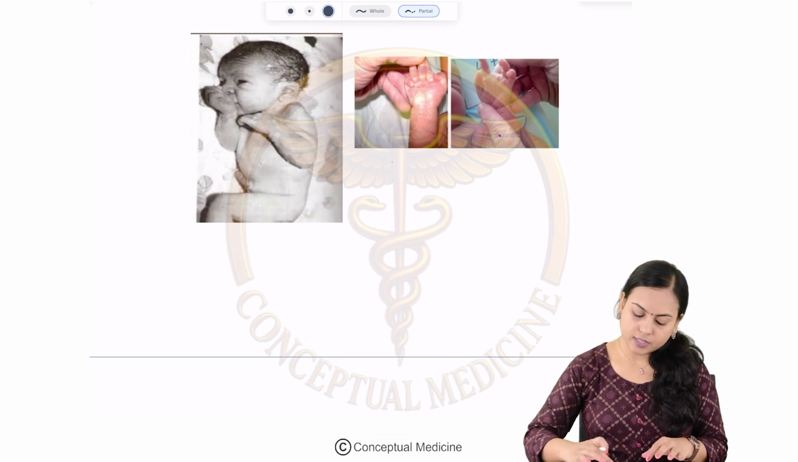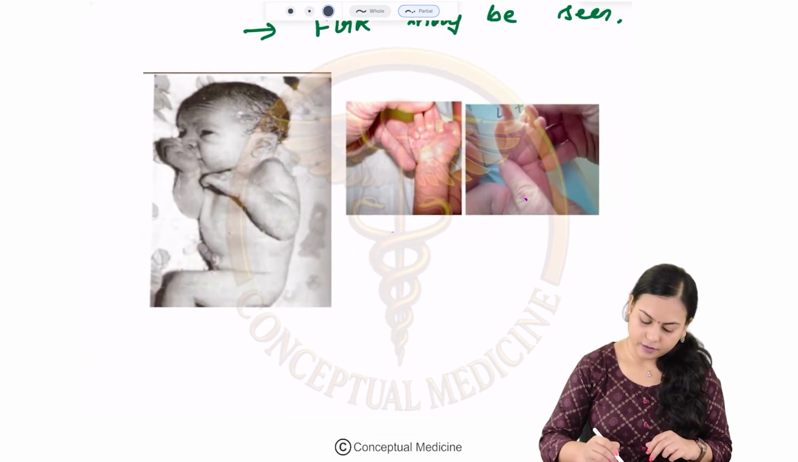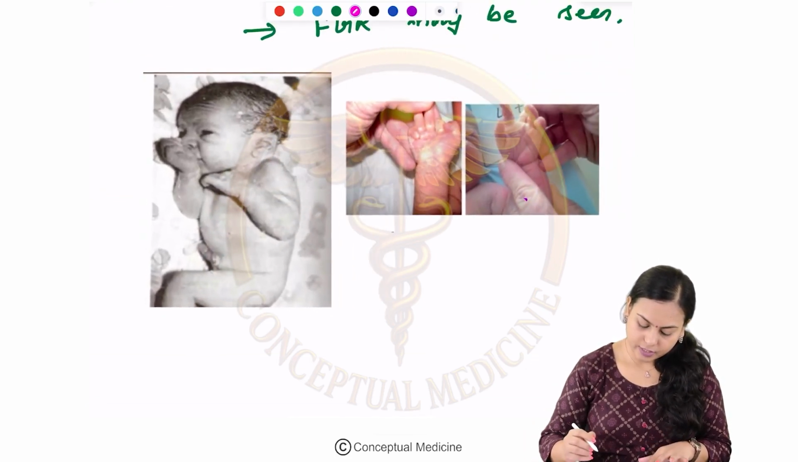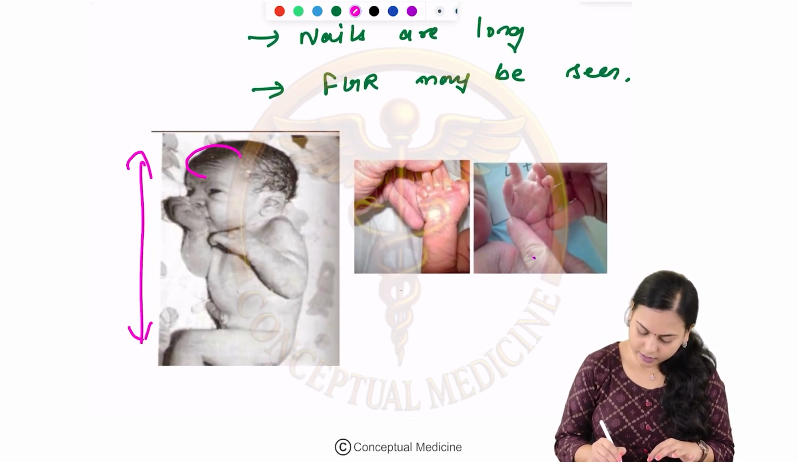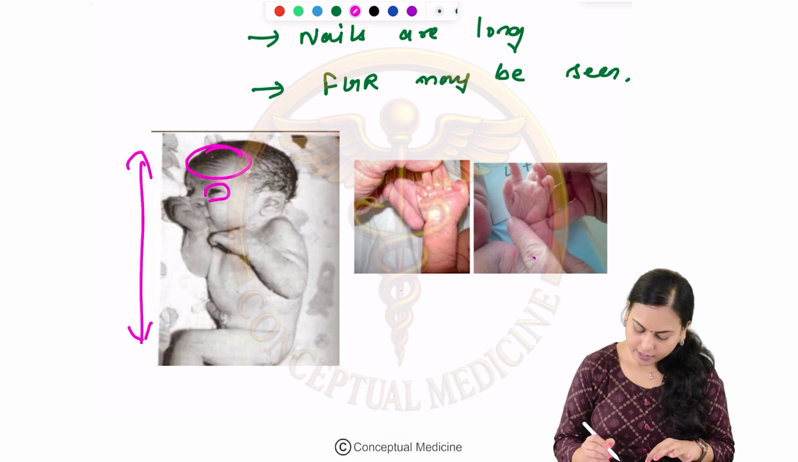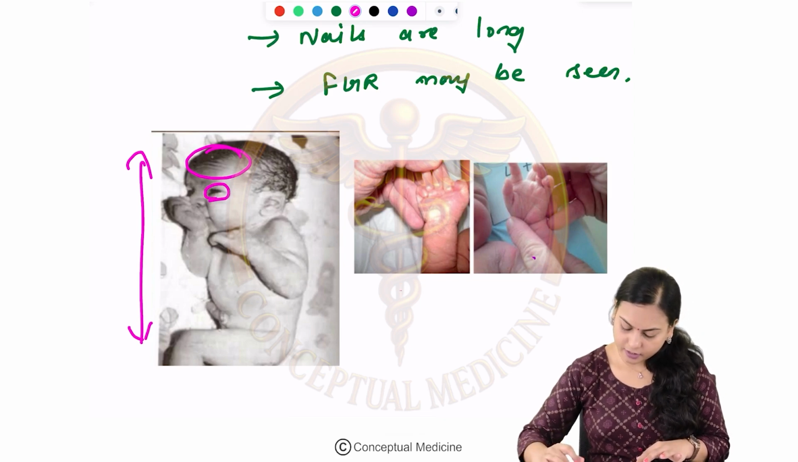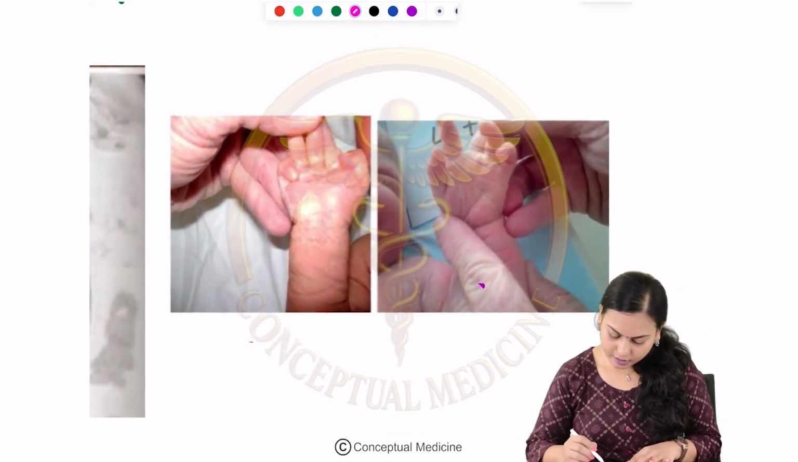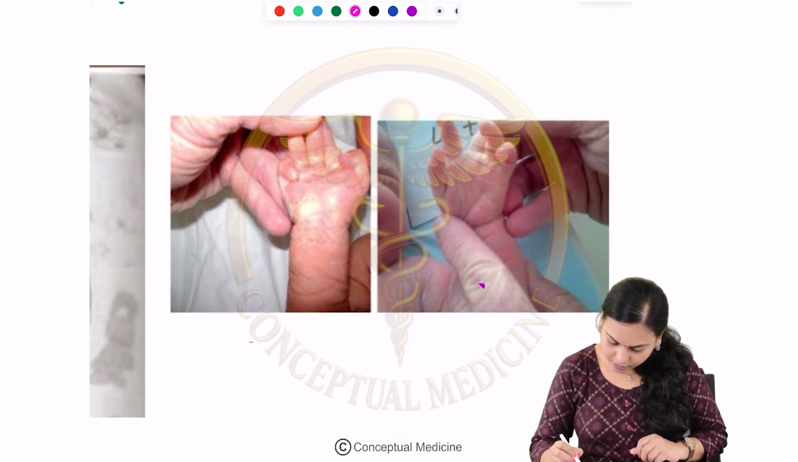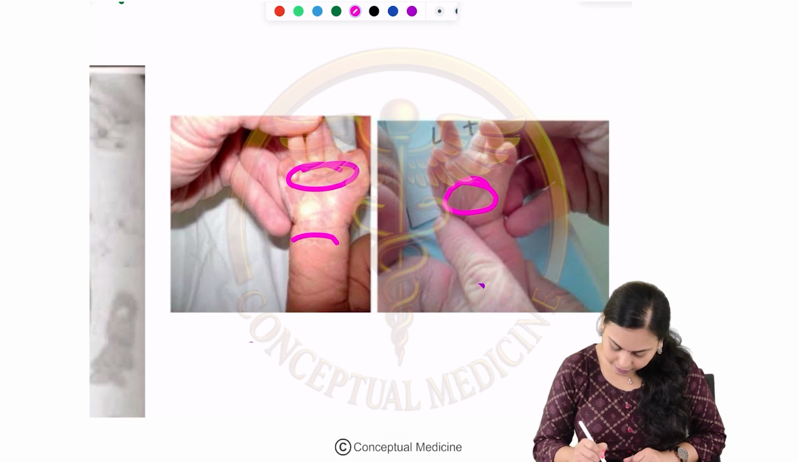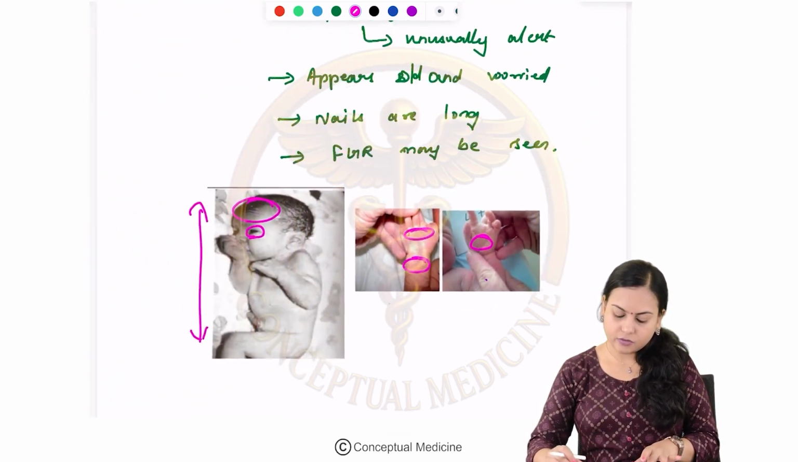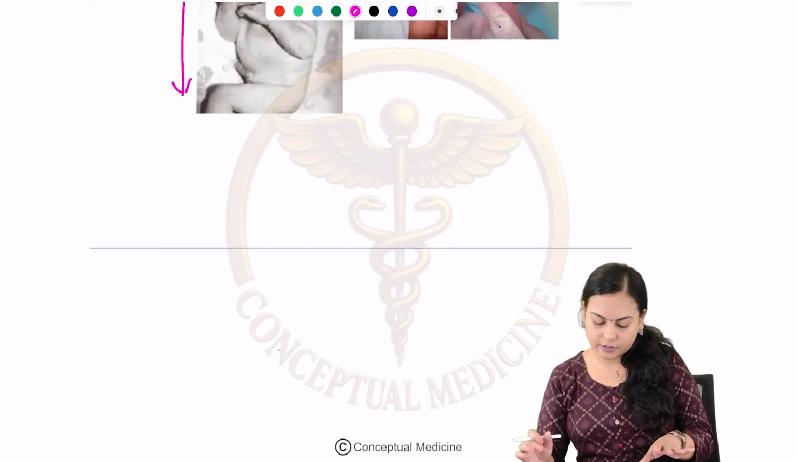Clear? So, this is the pic of the baby where you are able to see that it is a long as well as a thin baby. You are able to see some wrinkles. The baby has opened eyes and it is unusually alert. And if you see the hands, there is wrinkling as well. And here you are able to see some peeling, right? Yes. So, these are the features of postmaturity syndrome.